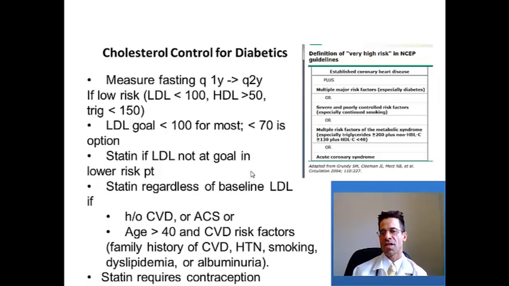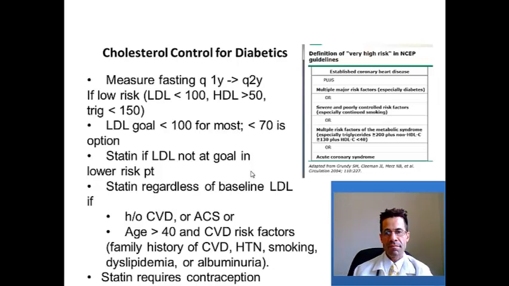If a patient does not have a family history of coronary heart disease or doesn't have a personal history of hypertension, smoking, dyslipidemia, or albuminuria, then we call them lower risk. In those patients, we only use a statin if their LDL is not at our goal of 100.